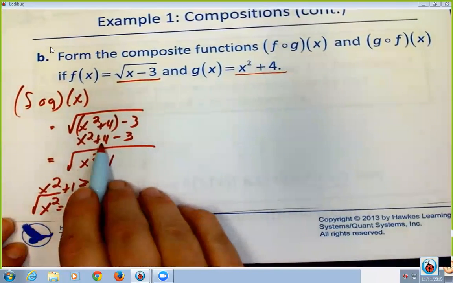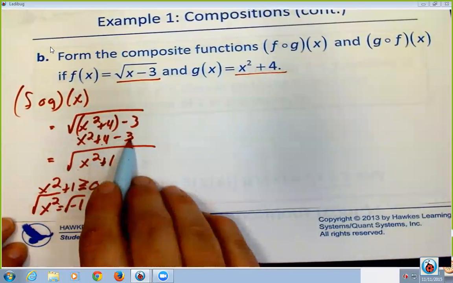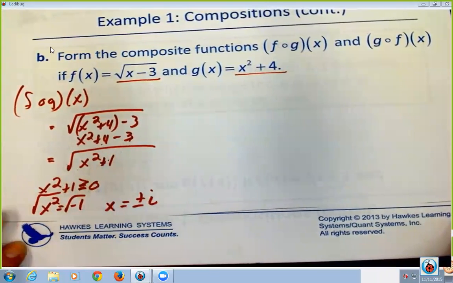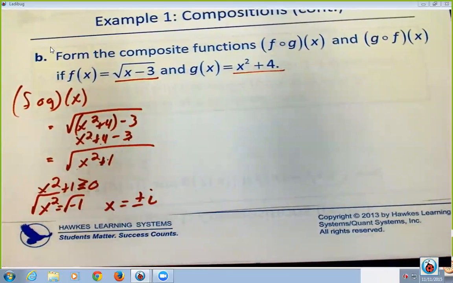So the x squared stays, but 4 plus 4 and a negative 3 gives me a positive 1. Okay, that's how. Does that make sense now? Okay, good. So, yep, that's the key there.